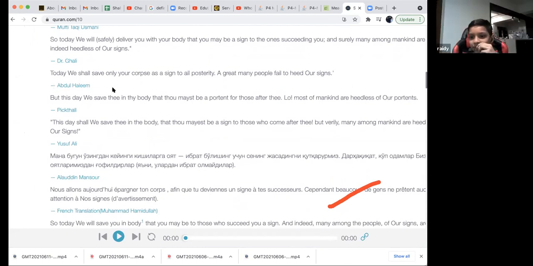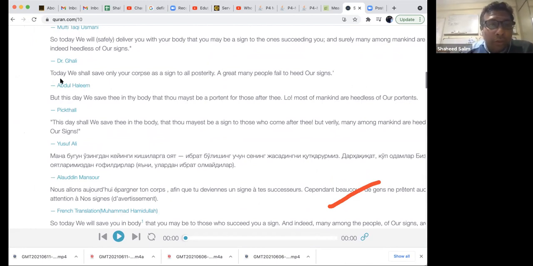Okay, never mind. Now, this is the verse I want to show you. As he was drowning it was told to him, today we shall save only your corpse. Corpse means your dead body. Today we will safely deliver you with your body. See, how is he saved in the body? He became a mummy. So today we will save only your body as a sign for all people through all the times. But many of the people do not know our signs.